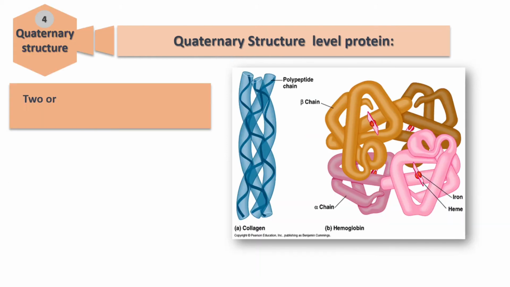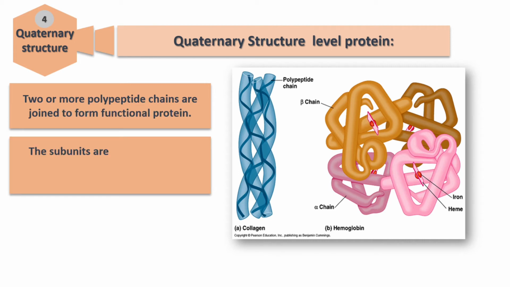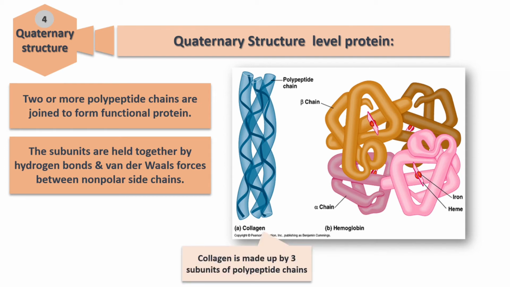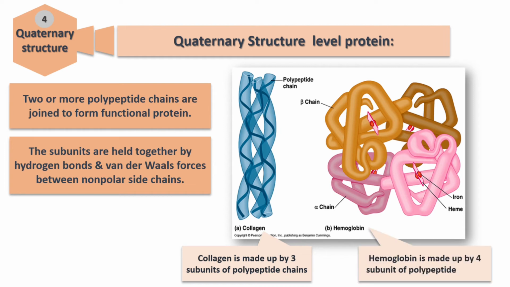Quaternary structure is a protein with 2 or more polypeptide chains joined to form a functional protein. The subunits are held together by hydrogen bonds and van der Waals forces between nonpolar side chains. For example, collagen is made up by 3 subunits of polypeptide chains. Hemoglobin is made up by 4 subunits of polypeptide chains.